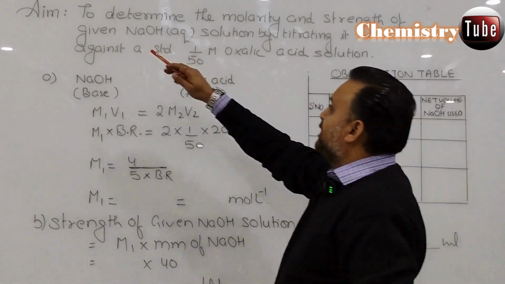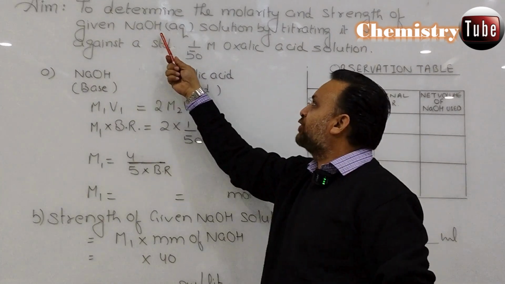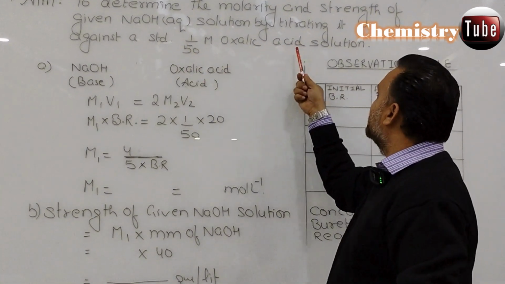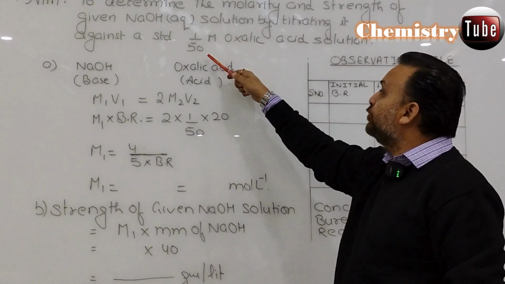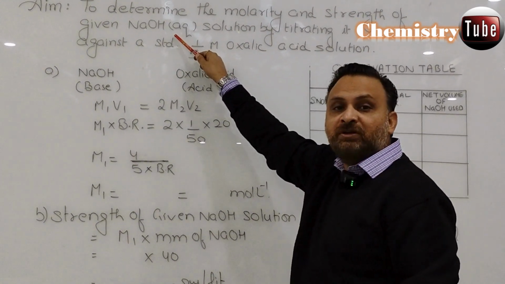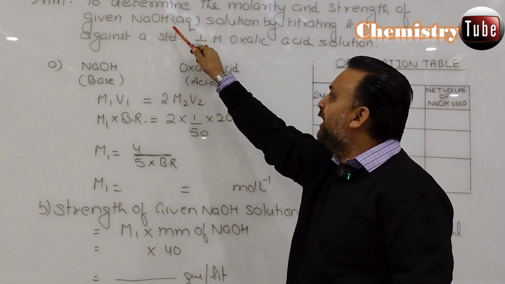So the aim of today's experiment is to determine the molarity and strength of a given NaOH solution by titrating it against a standard 1/50 M oxalic acid solution. The molarity of the oxalic acid solution is known, which is 1/50 mole per liter. But the molarity of the NaOH solution is unknown. So the target is to determine the molarity and strength of this unknown NaOH solution.